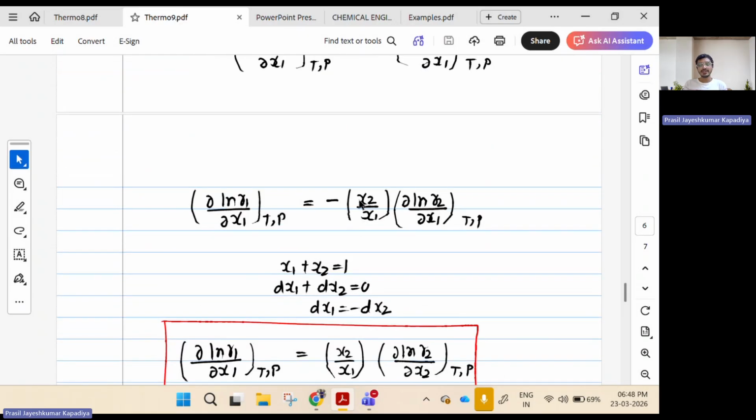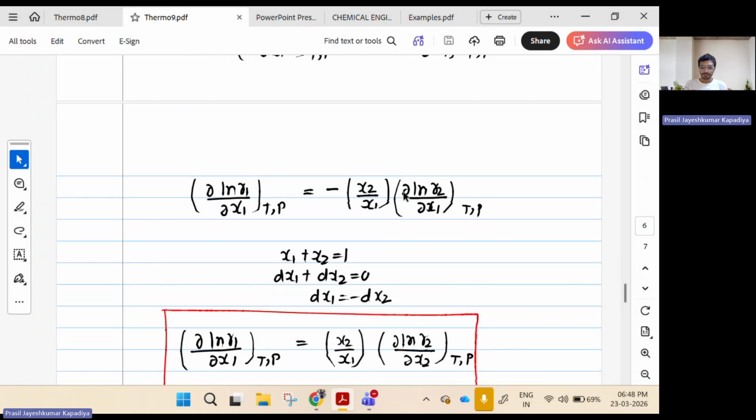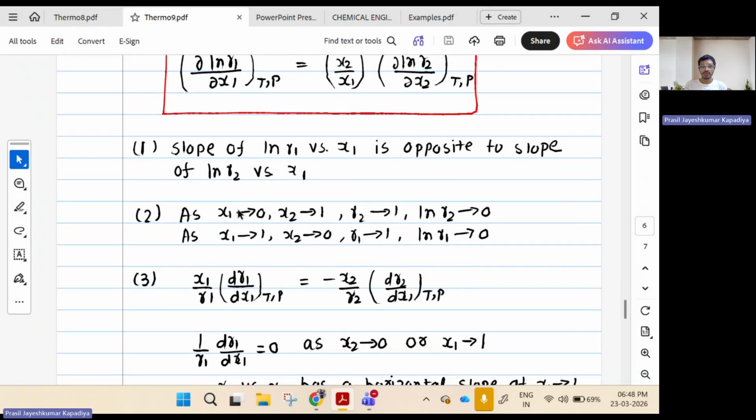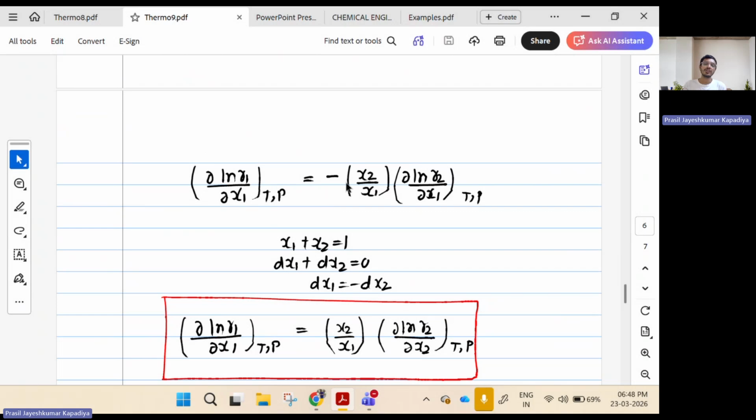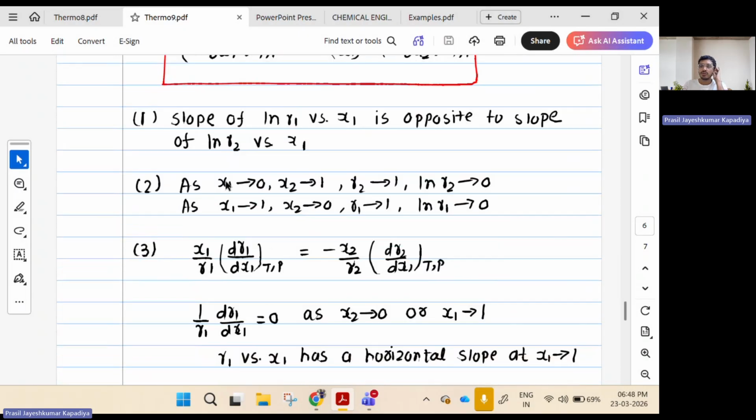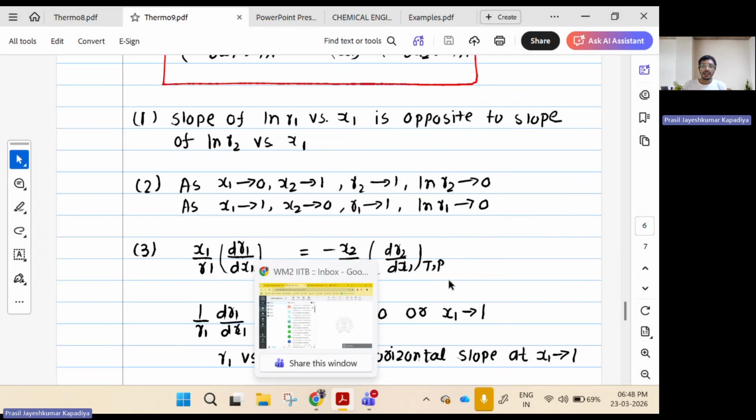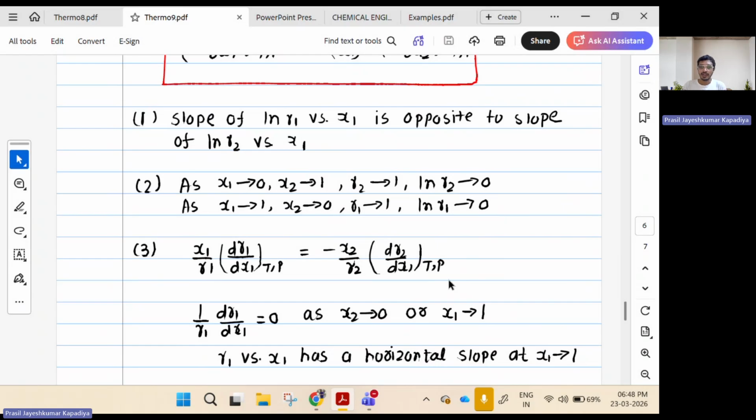Similarly, let's say x2 is tending to 0. Earlier x1 was tending to 0. Now let's say x2 is tending to 0. So this whole term is going to be 0. So we are only left with ln gamma 1 tending to 0. Ln gamma 1 is tending to 0, meaning gamma 1 is tending to 1. So when one component is in excess quantity relative to the other, we can say that it is behaving ideally. The other component is behaving ideally in the solution. Okay, the component in excess quantity is behaving ideally.